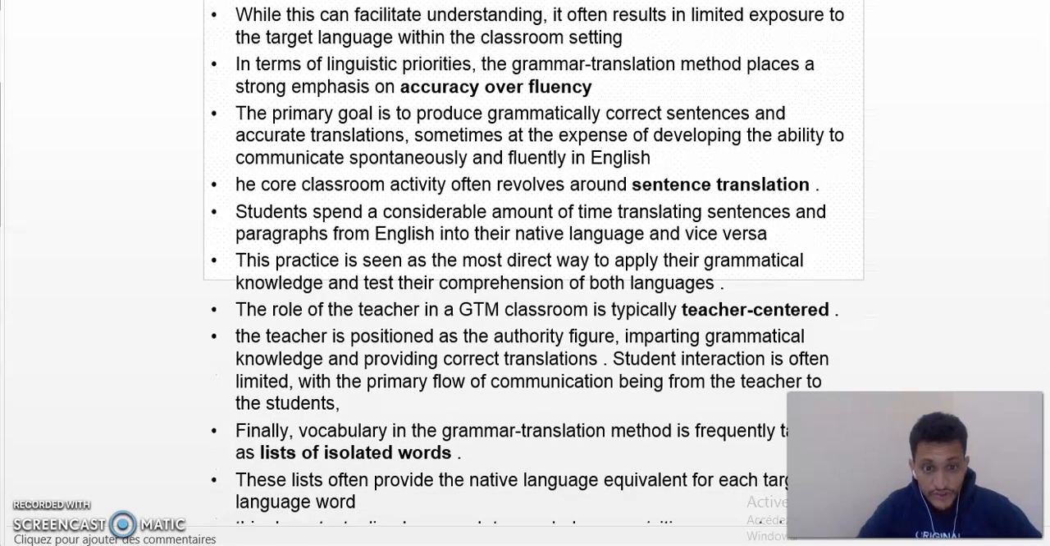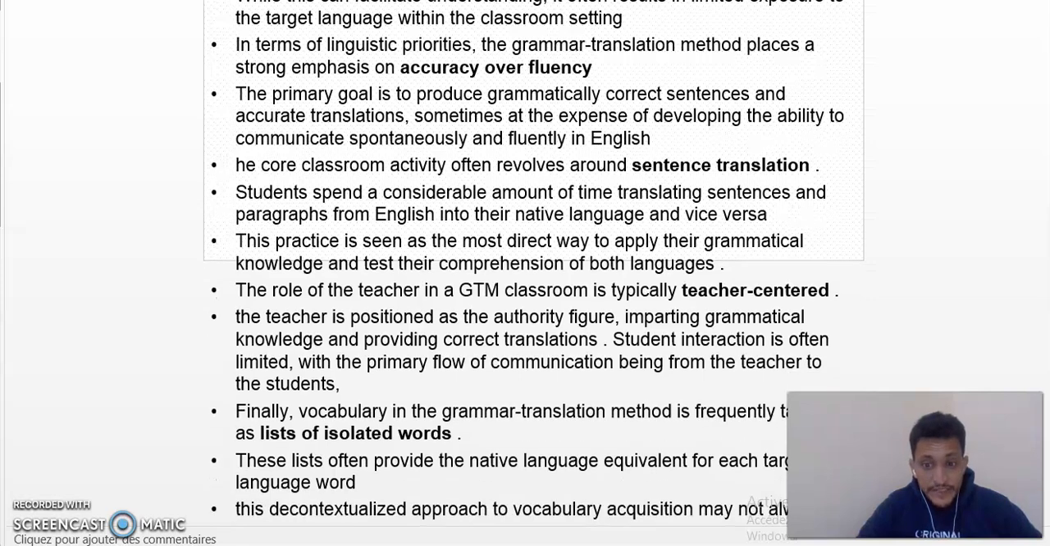The role of the teacher in GTM is typically teacher-centered. It's teacher-centered. The teacher does everything. The learner is not an active participant. It's a passive participant in this approach. The teacher is positioned as the authority figure, imparting grammatical knowledge and providing correct translations. Students' interaction is often limited, with the primary flow of communication being from the teacher to the students.